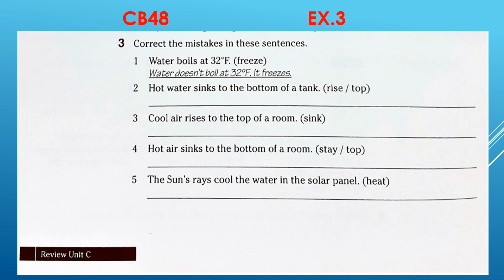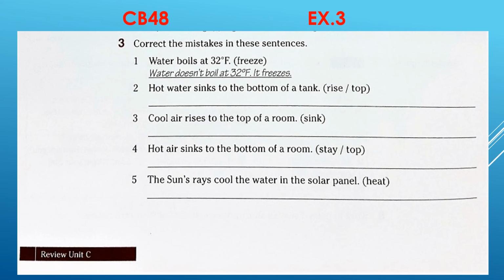Let's see number 1 as an example. Water boils at 32 degrees Fahrenheit, and between brackets we have the word freeze. So we should say water doesn't boil at 32 degrees Fahrenheit. It freezes. So we used two opposite words here, two antonyms, boil and freeze, to correct the sentence.